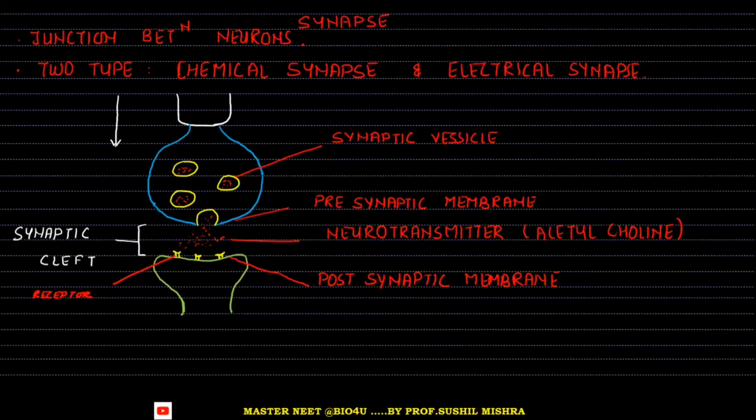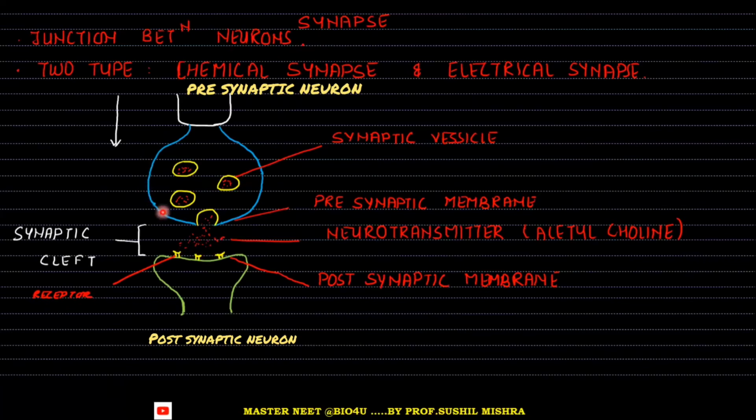Now, when a neuron is carrying the impulse, definitely it has to pass to the next neuron. So the junction between the neurons is called a synapse. There are 2 types of synapse, chemical synapse and electrical synapse. Chemical synapse is more common, so we will first try to observe how it is.